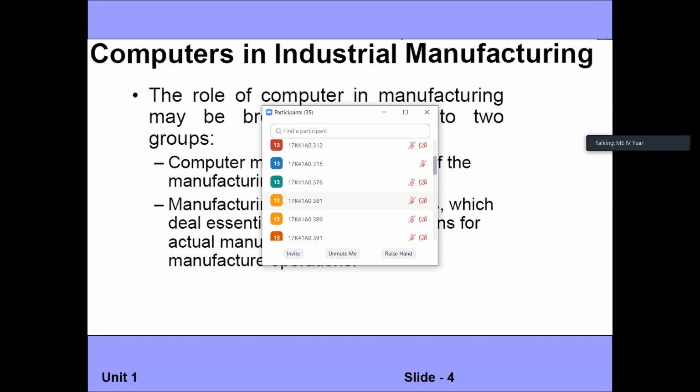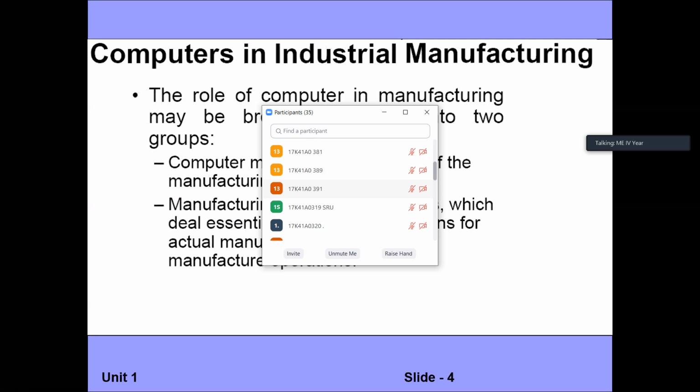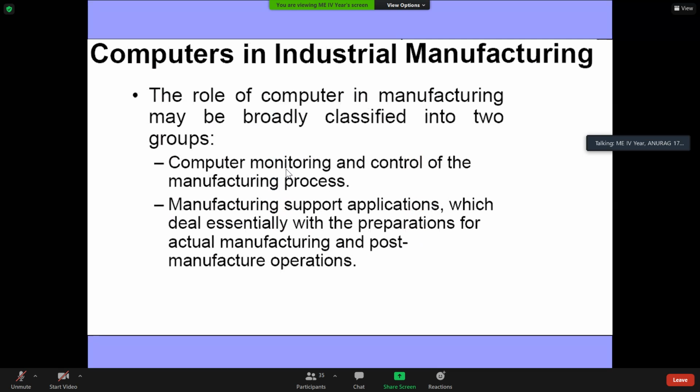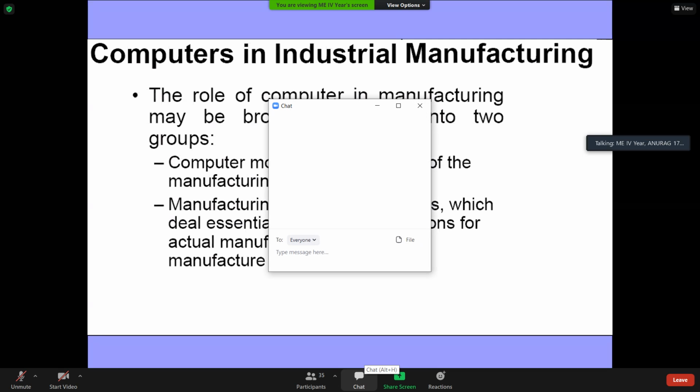Answer me. Is it related to CAD? First one, please respond to me. Somebody posted. No, not CAD. Not modeling. The first one is not related to CAD at all.